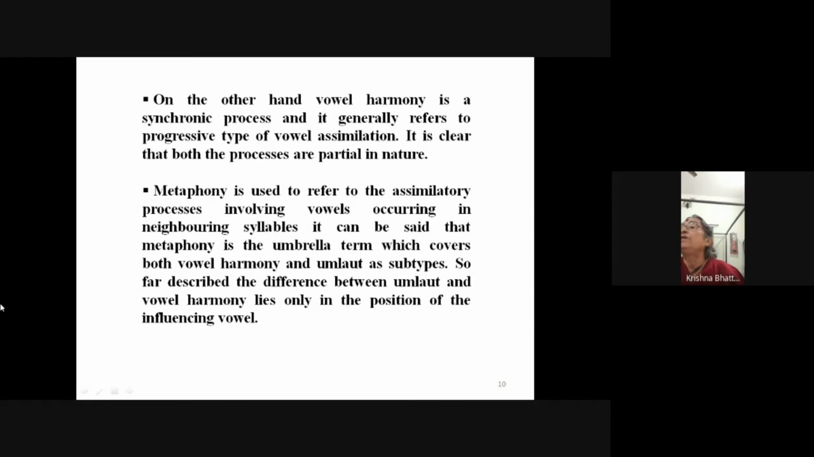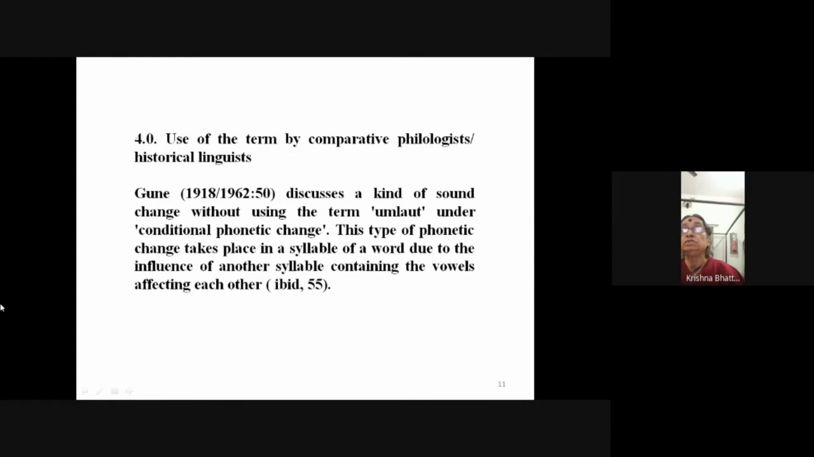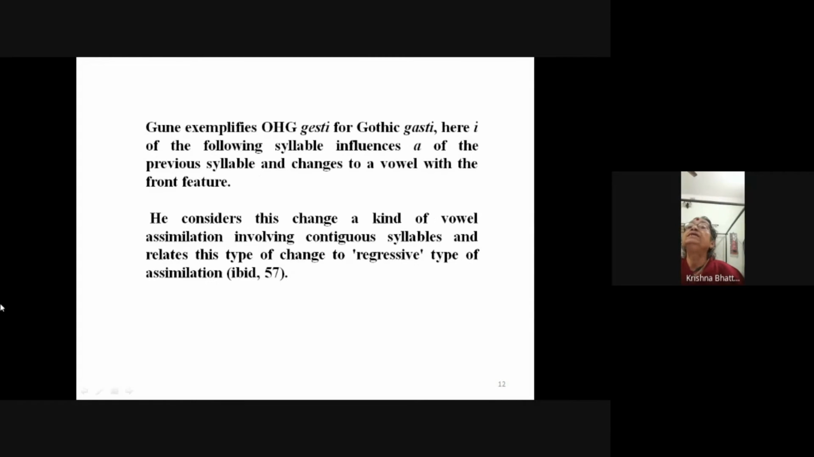This may also be vowel harmony, but in the next description, it can be observed that he actually means this umlaut type of vowel assimilation. Grimm exemplifies Old High German gesti for Gothic gasti. In Gothic there is no umlaut, so Gothic gasti is found to be gesti in Old High German. Here e of the following syllable influences a of the previous syllable and changes it to a vowel with the front feature.